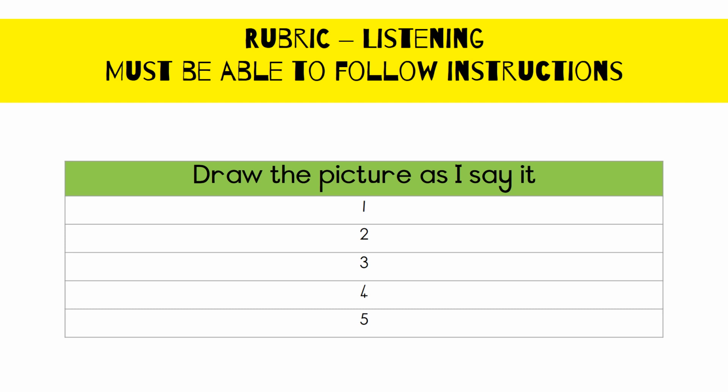So we have our listening part of listening and speaking. I'm going to read specific instructions for you and you must follow them. You're going to need your color crayons and a blank piece of paper to do this activity. Draw a red square in the center of your page. So in the middle of your page, I want you to draw a red square.